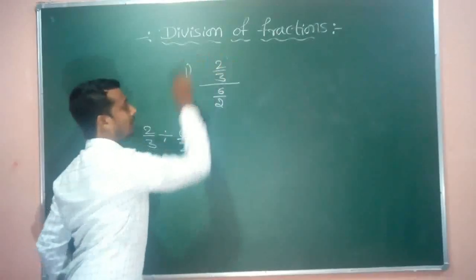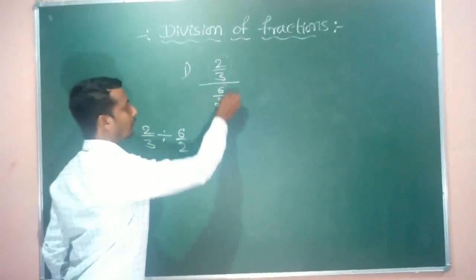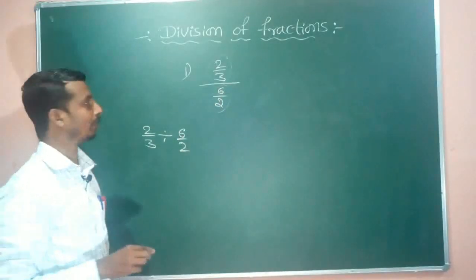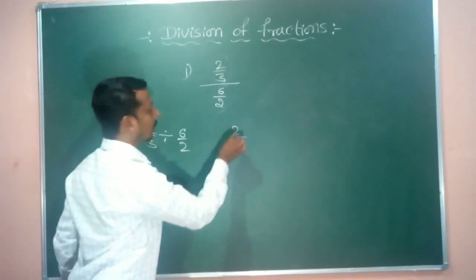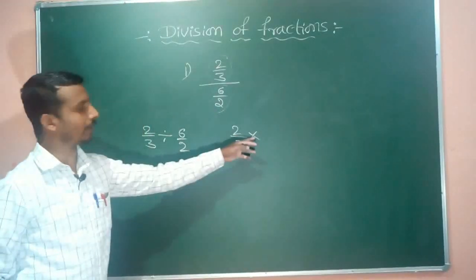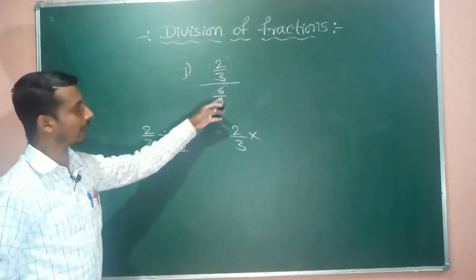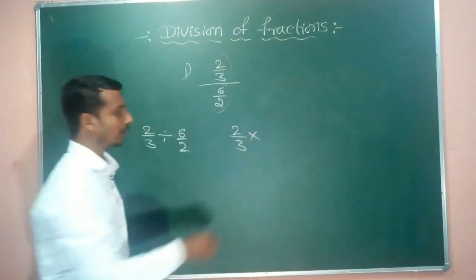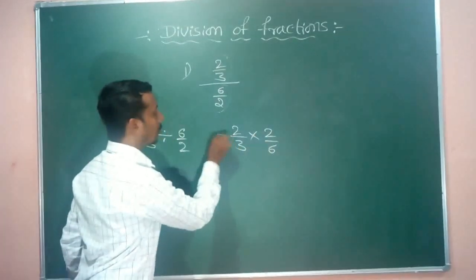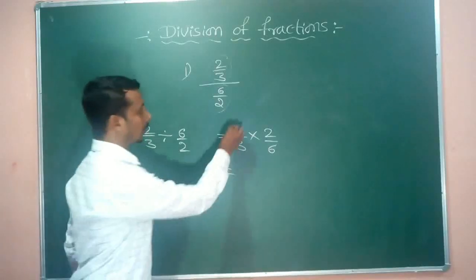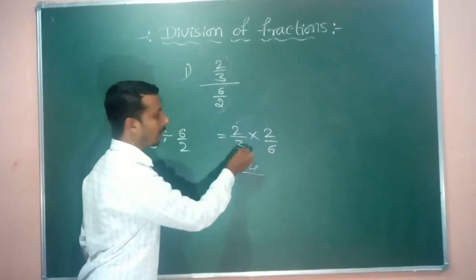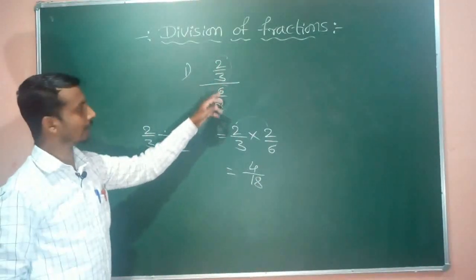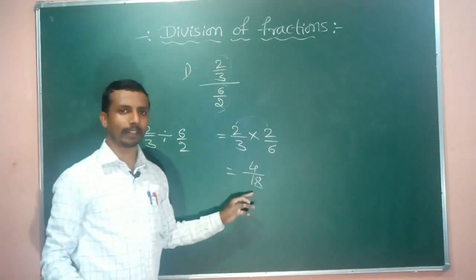Here 2 by 3 is the first fraction, 6 by 2 is the second fraction. In the division of fractions, the first fraction we write as it is, 2 by 3. We change the division to a multiplication sign. Then we write the reciprocal of the second fraction. The reciprocal of 6 by 2 is 2 by 6. Then multiplication of fractions: 2 twos are 4, dividing by 3 sixes are 18. Then the division of 2 by 3 and 6 by 2 is 4 by 18.